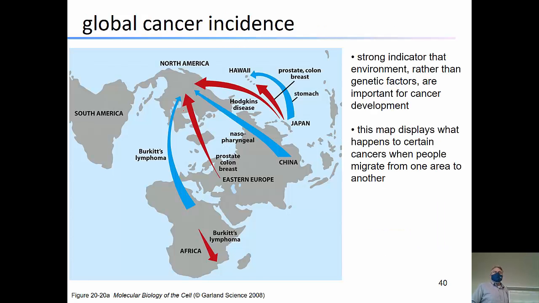I'm just going to go, this slide is showing the same thing. This is showing migration patterns. And if the arrow gets smaller, it means that type of disease, if someone immigrates, they're less likely to get that. And if the arrow gets bigger, it means they're more likely to get that. So for example, moving from Japan to Hawaii, the chances of stomach cancer decrease, but of prostate, colon, and breast cancer increase. Okay. And so this does indicate that there is an environmental factor.